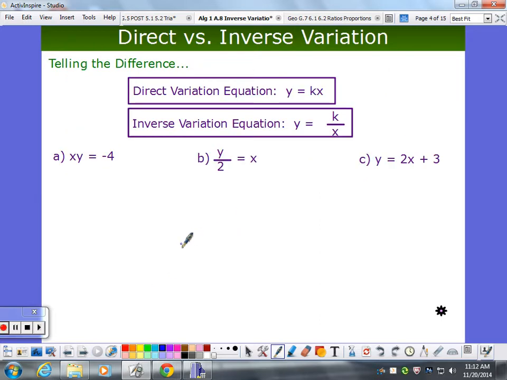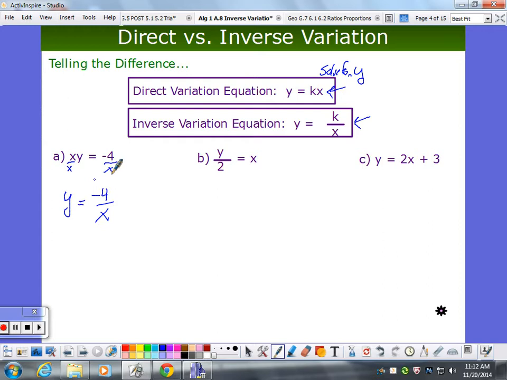So how can I tell if I have a direct variation or an inverse variation? Solve it for y. If you solve it for y and it looks like this, it's a direct variation. If you solve it for y and it looks like that, it's an inverse. So how do I solve this for y? Divide both sides by x.